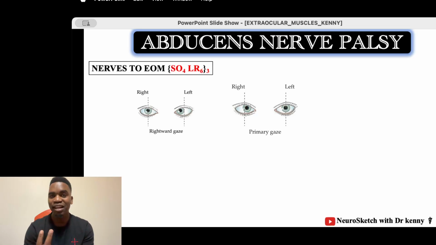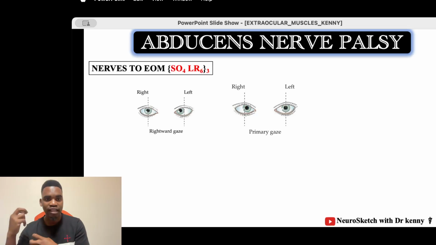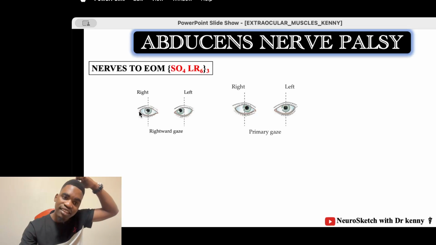Remember when I told you that superior oblique and inferior oblique are weak abductors. They will abduct just a bit. The chief abductor, we know, is the abducens nerve. But the superior oblique and the inferior oblique also do a little bit of abduction, and this abduction by superior oblique and inferior oblique is the one that gives us this gaze.